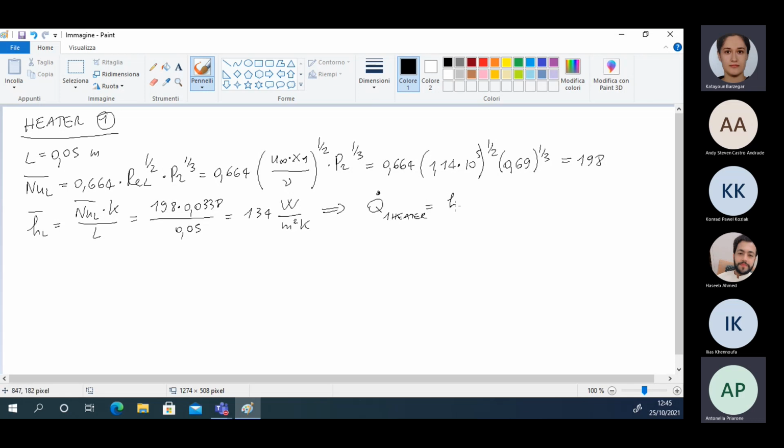The corresponding heat transfer rate of the first heater is equal to HL by A. Okay, A is the length by unit width, times Ts minus T infinity, and is 1370 watt. This is the heat transfer rate for heater number 1. Now I analyze heater number 5.